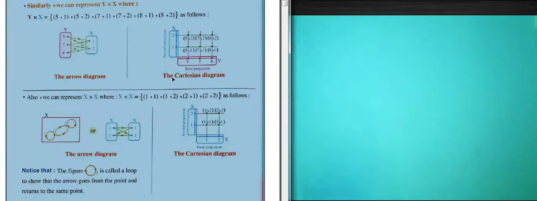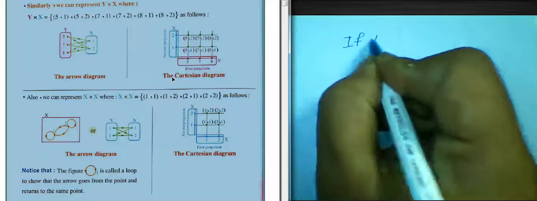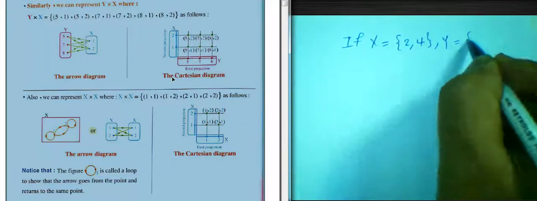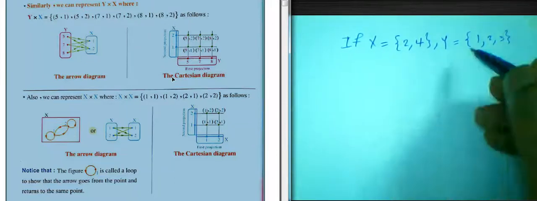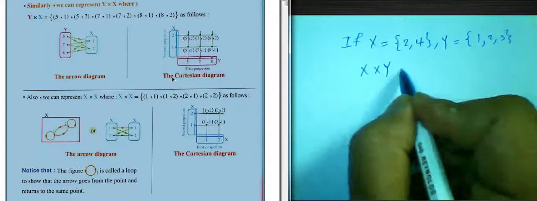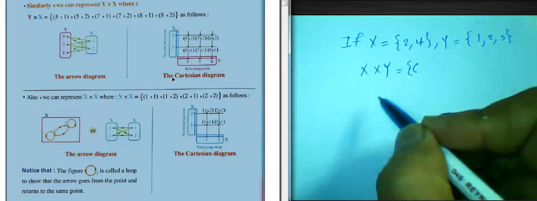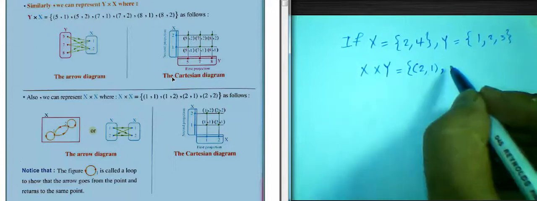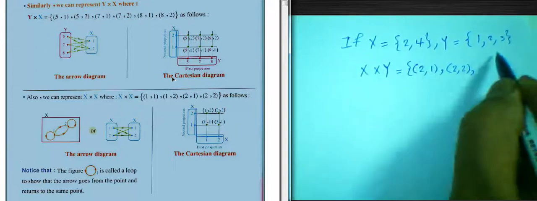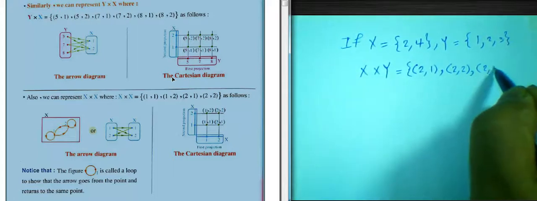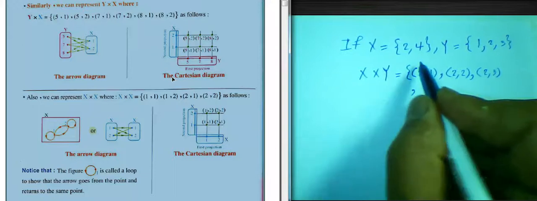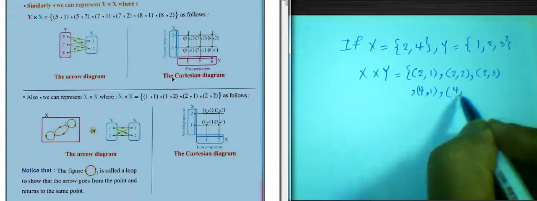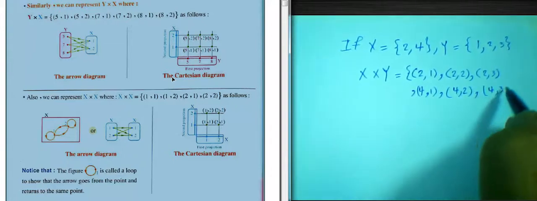Look at this example. What if x equals the set of 2 and 4, and y equals the set of 1, 2, and 3, and we want to find x product y? For x product y, we find the ordered pairs: 2 and 1, 2 and 2, 2 and 3, and then we can write 4 and 1, 4 and 2, 4 and 3. It's okay.